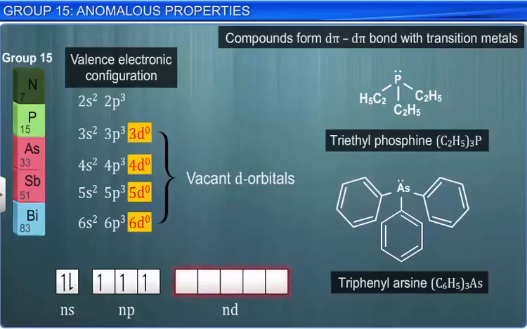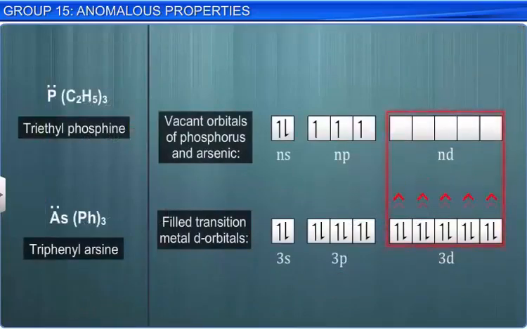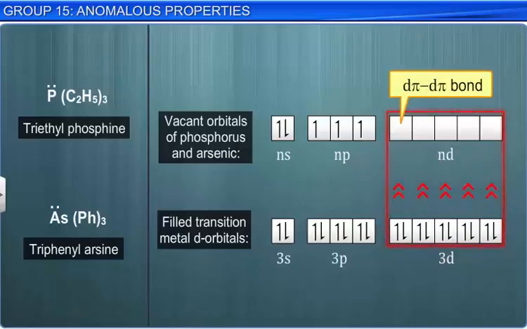Vacant d orbitals present in the phosphorus and arsenic of triethylphosphine and triphenylarsine accept electron density from filled transition metal d orbitals and form d-pi, d-pi bonds as shown here.